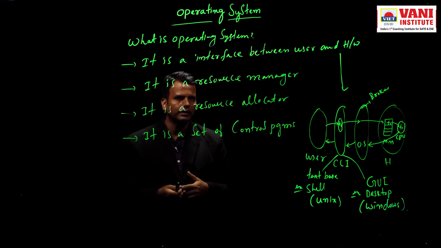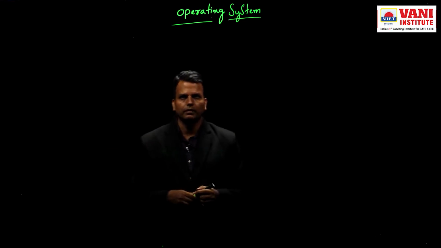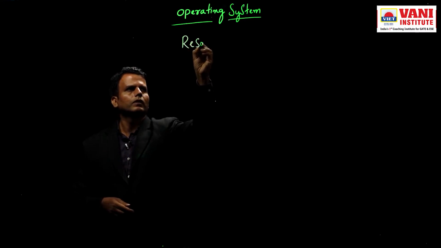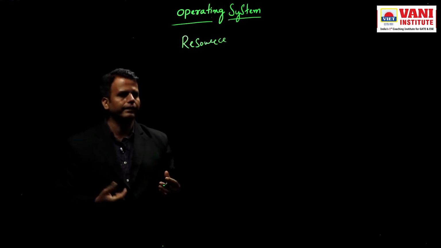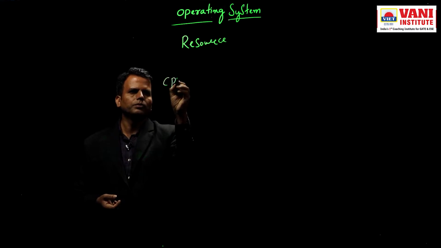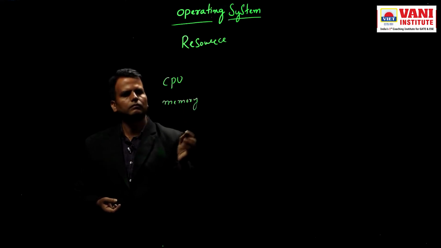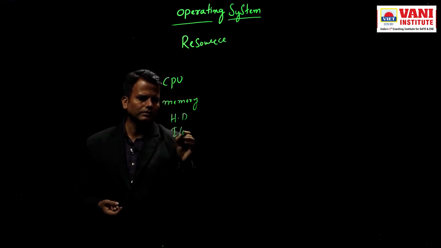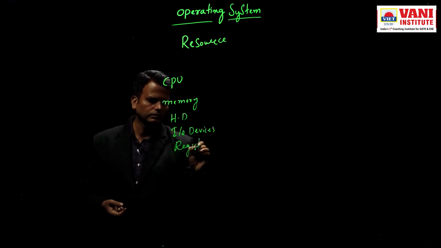Here we have seen what a resource is, what a resource manager is, what a resource allocator is, and all these things. Now let's see resources. How many types of resources are there? Generally we think of the CPU, memory, that means main memory, hard disk or IO devices, registers, etc.